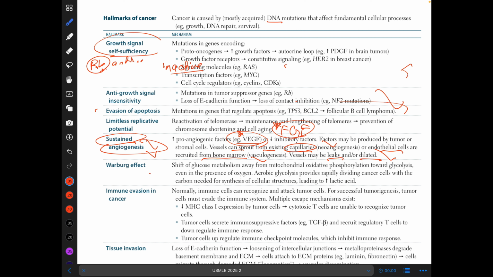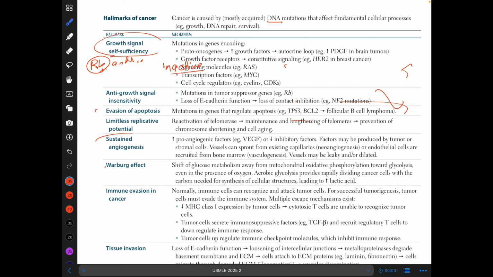Our third factor is the Warburg effect. The Warburg effect is the uptake of glucose by the cancer cell. How much glucose is the cancer cell taking? It is a shift in glucose metabolism away from mitochondrial oxidative phosphorylation toward glycolysis. It is a property of cancer cells to take up a high quantity of glucose for metabolism and for generating a high amount of ATP.